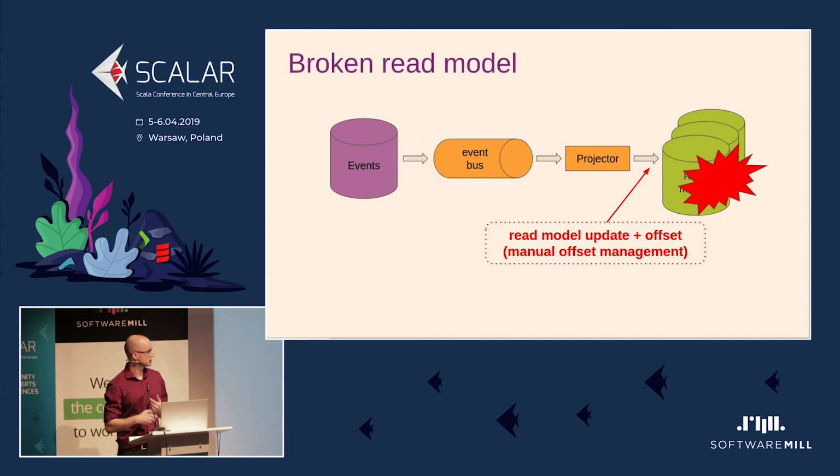So in this case, in one transaction, you are saving your read model update and current offset from event bus. And in case of some crash, you just need to read the latest successfully saved offset and process events from these offsets. In case of hardware failure, this is a recipe.